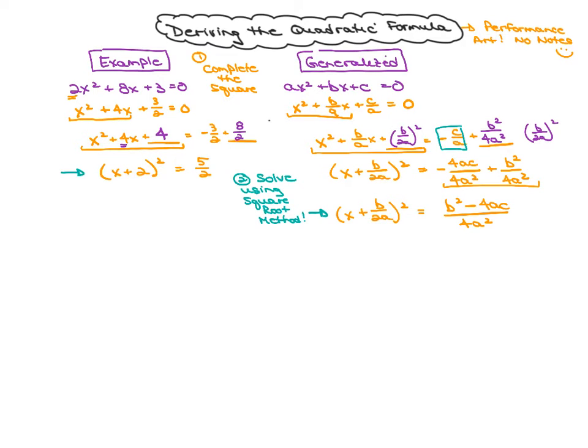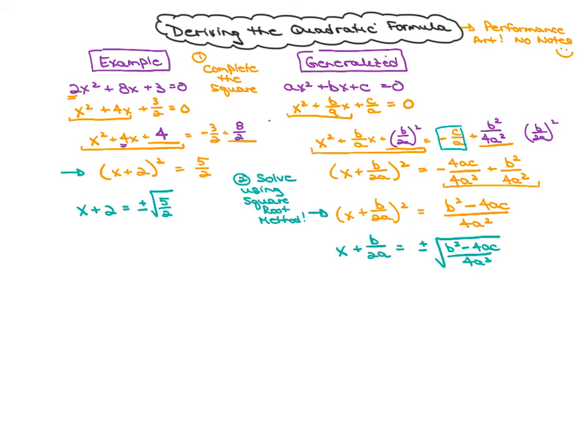Great. I know how to solve using the square root method. Let me look at the example. I'm going to take the square root of both sides. I'll have x plus 2 is equal to plus or minus the square root of 5 halves. Come over to my generalized form. If I take the square root of both sides, I'll have x plus b over 2a is equal to plus or minus the square root of b squared minus 4ac all over 4a squared.